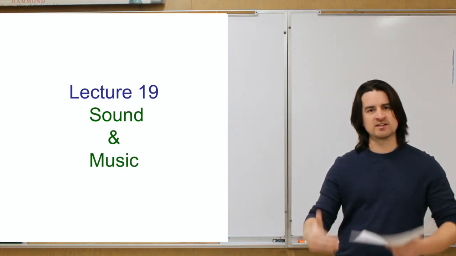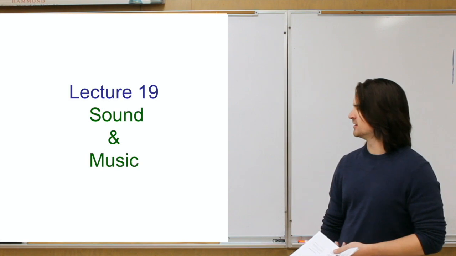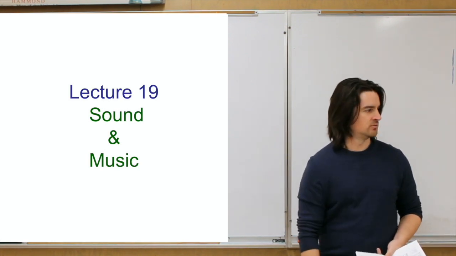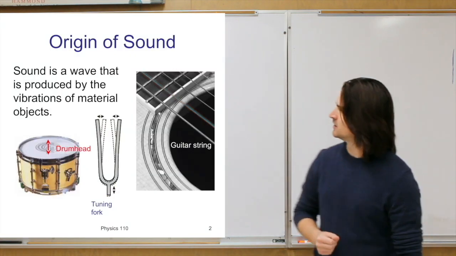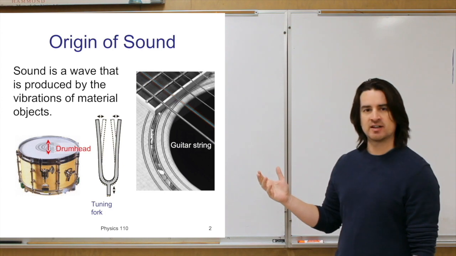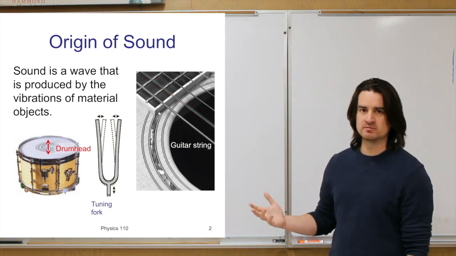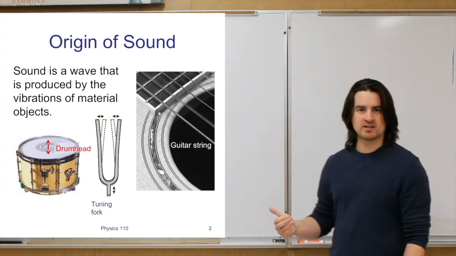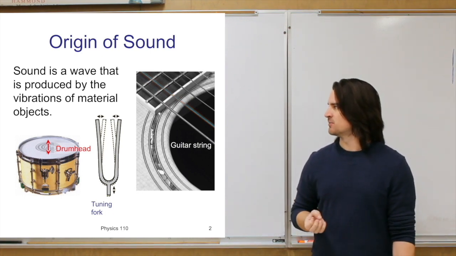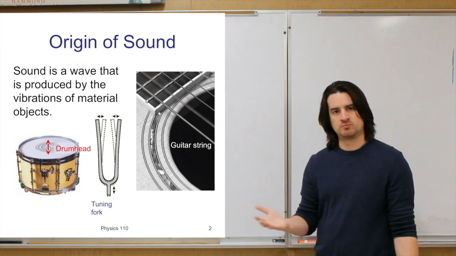We're going to dive more into it this time, and see how that extends to what we think of as music. So, the origins of sound. Like I said last time, sound is a wave, and it's produced by vibrations of materials. This is a good example of how vibrations produce waves.